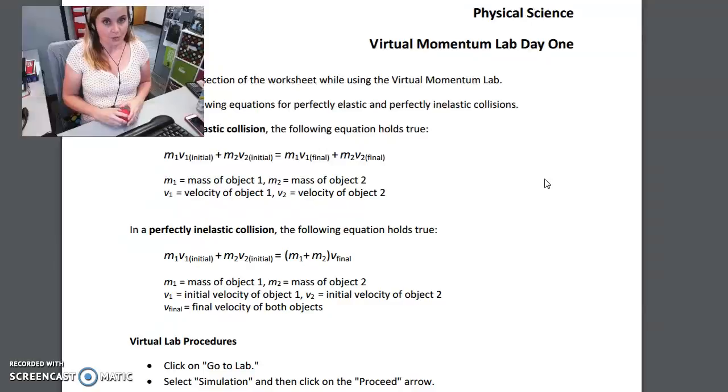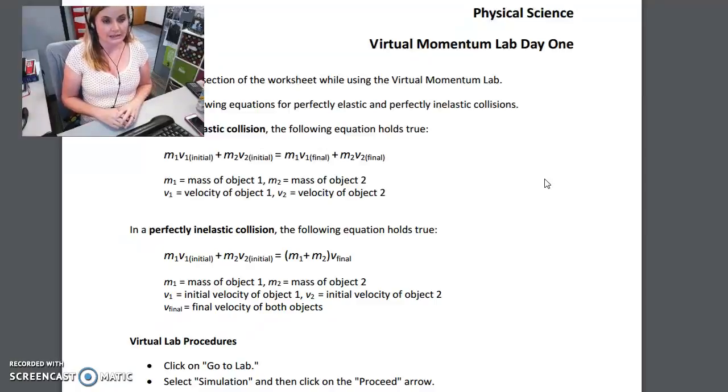In reality, what we oftentimes see are collisions that are neither perfectly elastic nor perfectly inelastic. We're going to see collisions that fall somewhere in between, because in reality we do have some velocity lost due to friction, due to heat from the collision, the deformity of the materials and so on. The real world is much more complex than what we make it out to be on paper sometimes.